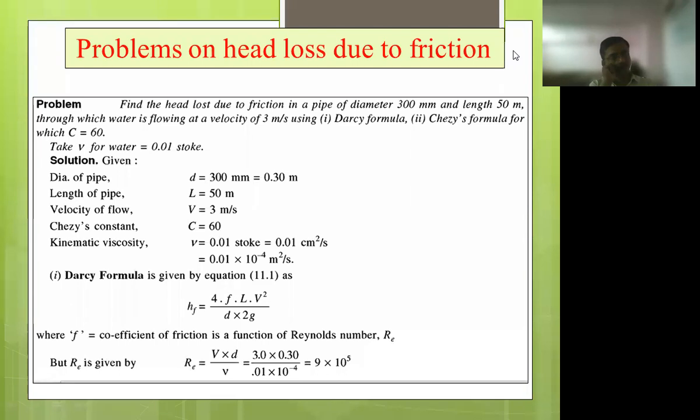Take nu for water, that is kinematic viscosity, for water is equal to 0.01 Stokes.